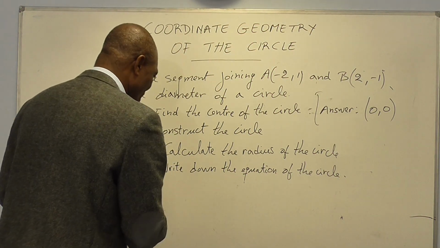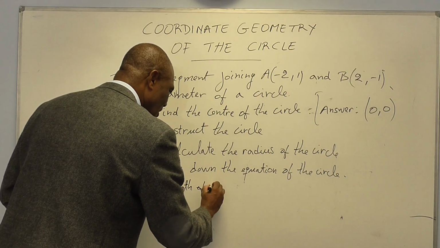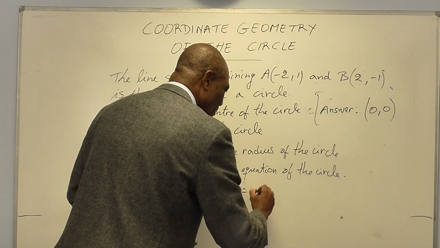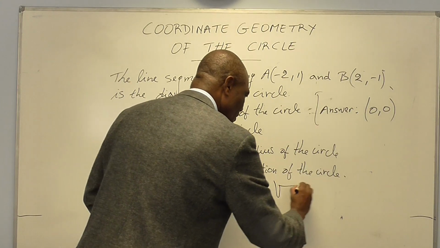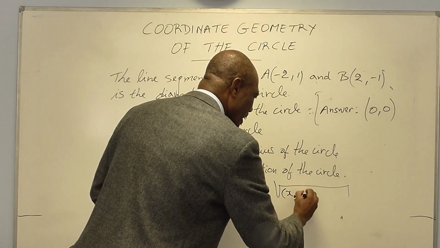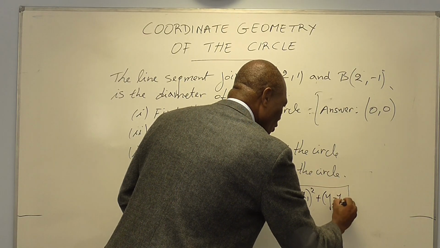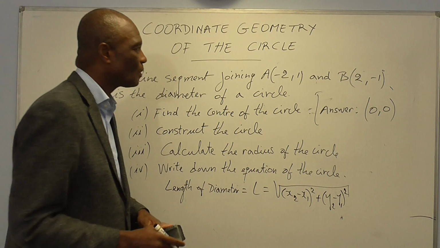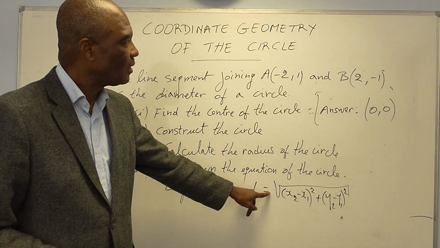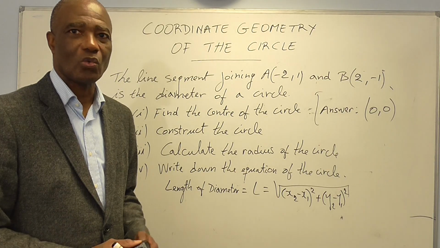So the length of the diameter will be the square root of (x2 take away x1) squared plus (y2 take away y1) squared. This will give the length of the diameter. If you get the length of the diameter, then we divide by 2 to get the radius.